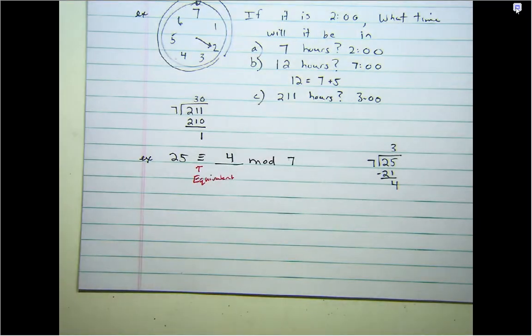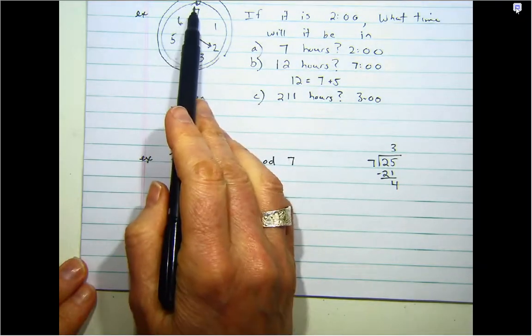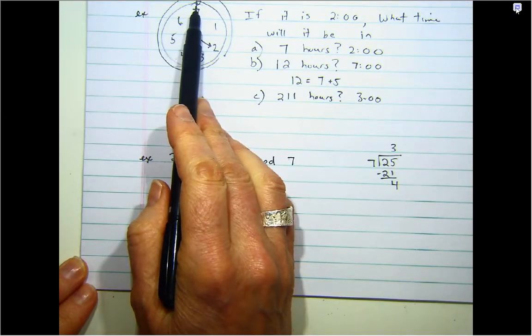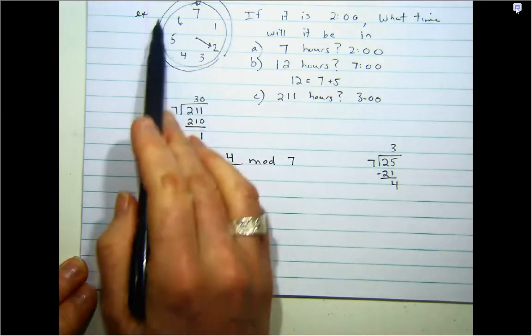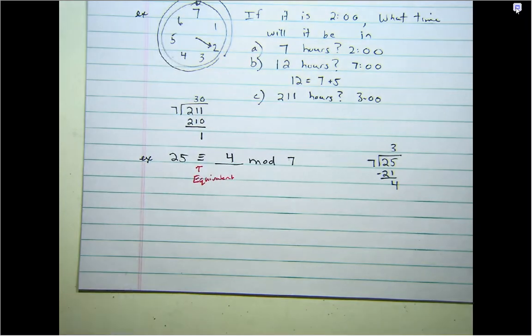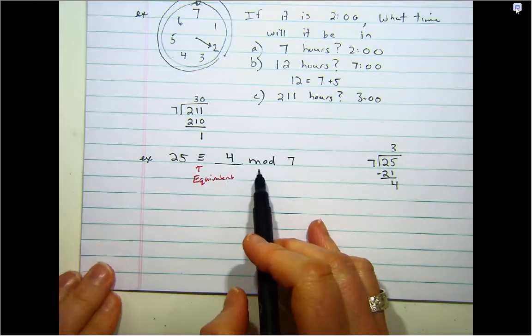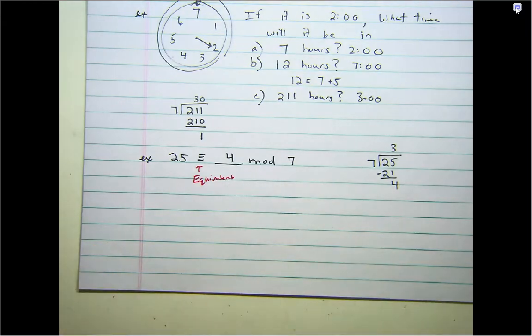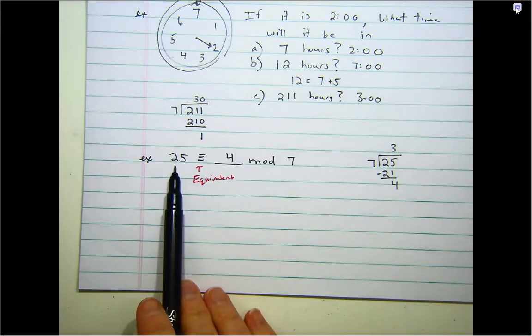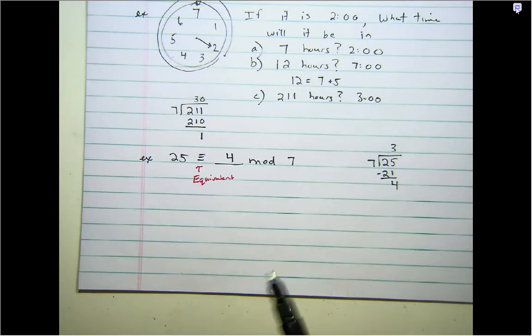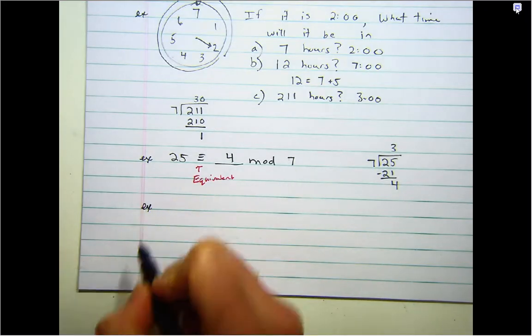So if you went around this clock starting at 0 at the top, which is also 7, you went around 25 hours, you'd end up at 4 o'clock. So when we do modular arithmetic, sometimes I think of it as remainder arithmetic because you're looking for the remainder when you take this number on the left and divide it by this number on the right. Let's try another one.